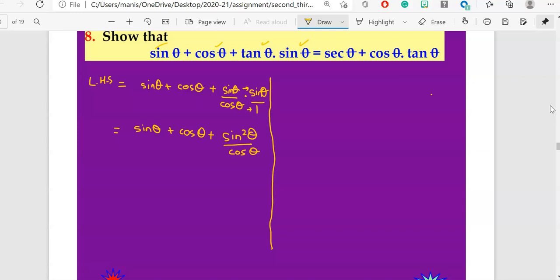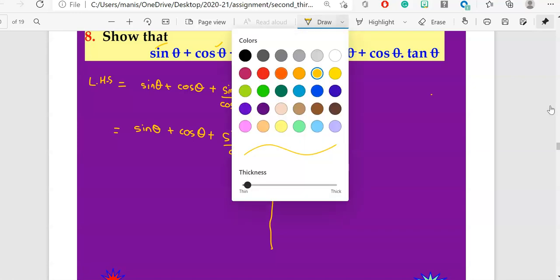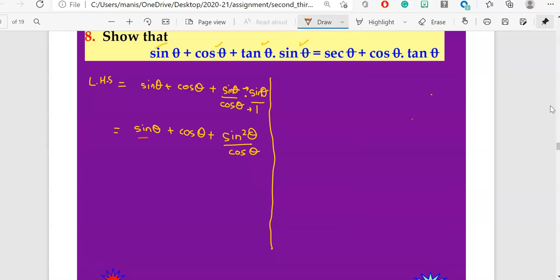Okay. Now can I do something? I'm still looking over here. I have to show this is equal to this. So what else can I do? Yes. What I can do over here is take the least common denominator. I can do lots of things, but I'm just trying to use fewer steps over here. So I'm adding all of them.